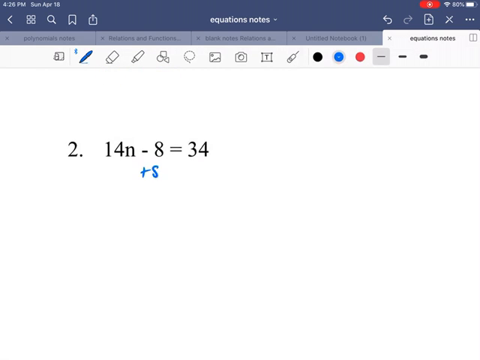Start with the negative 8, so add 8 to each side. So 14n is equal to 42. And if you divide by 14, n will equal 3.